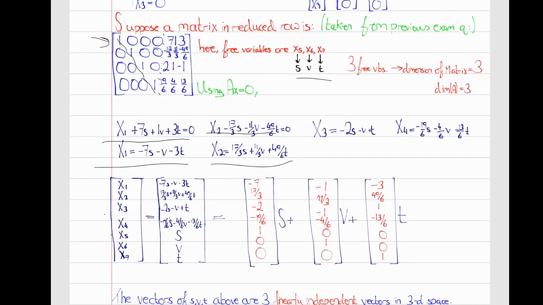Having let x5 equal s, x6 equal v, and x7 equal t, we're going to rearrange each of these in terms of s, v, t. This is what we get here. So we let x1 equal all of these on the opposite side, we get this. x2 equals all of these on the opposite side, we get this, and so on. Now, we can separate these out into vectors in s, v, and t. In doing so, we're going to have, for example, minus 7s, 17 over 3 s, minus 2s, minus 16s, 1s, and then 0, 0. That's what we get here. Same here, we've got minus v, so minus 1, plus 11 over 3 v here, minus v here, and so on.